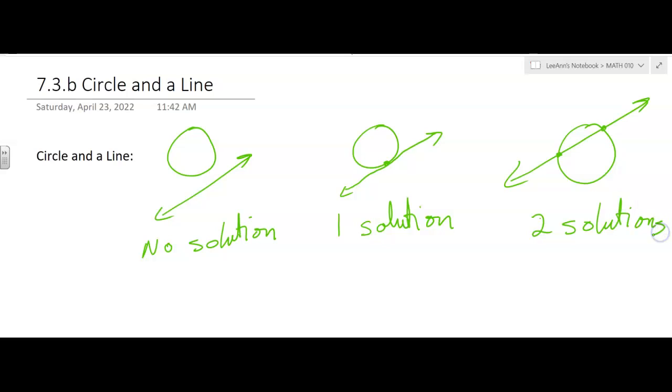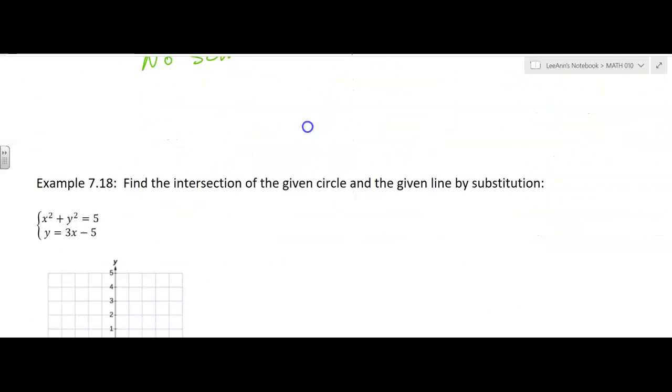Now the reason these are called systems of nonlinear equations, in the last video we had a parabola, which is not linear, and a line, which is linear. Here we have a circle, which is not linear, and a line. The line's linear, but the circle's not.